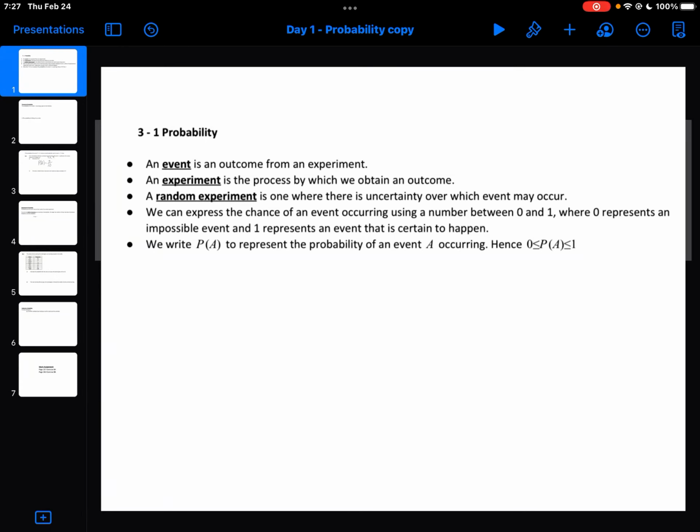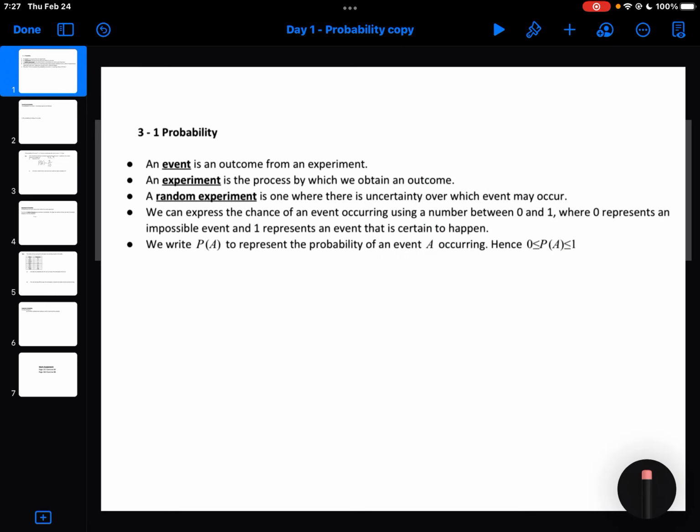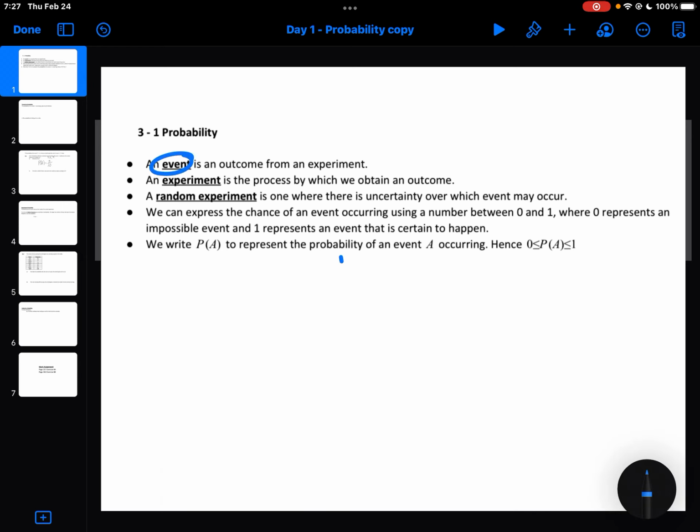This video goes over probability. Some of the vocabulary that we need to be able to effectively solve problems in this unit are: an event, which is an outcome from an experiment; an experiment, which is the process by which we obtain an outcome; and a random experiment, which is one where there is uncertainty over which event may occur.